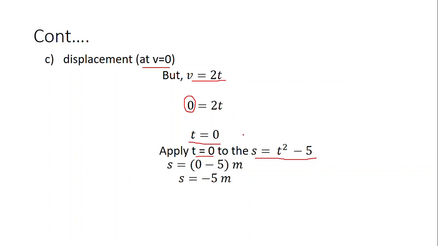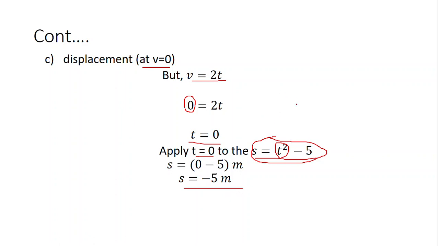In this question you need to find the displacement. We already know the equation for the displacement, s is equal to t squared minus 5. Here we can substitute t as 0, so the displacement becomes minus 5 meters.